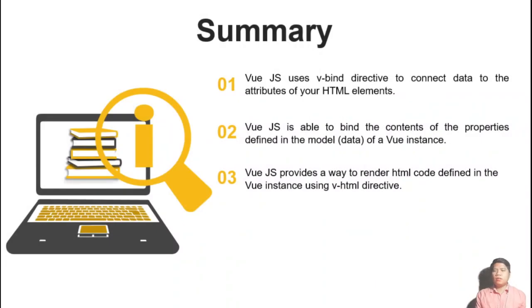In summary, we could say that Vue.js uses the v-bind directive to connect data to the attributes of your HTML elements. Vue.js is able to bind the contents of the properties defined in the model or data of a Vue instance. Vue.js provides a way to render HTML code defined in the Vue instance using the v-html directive.